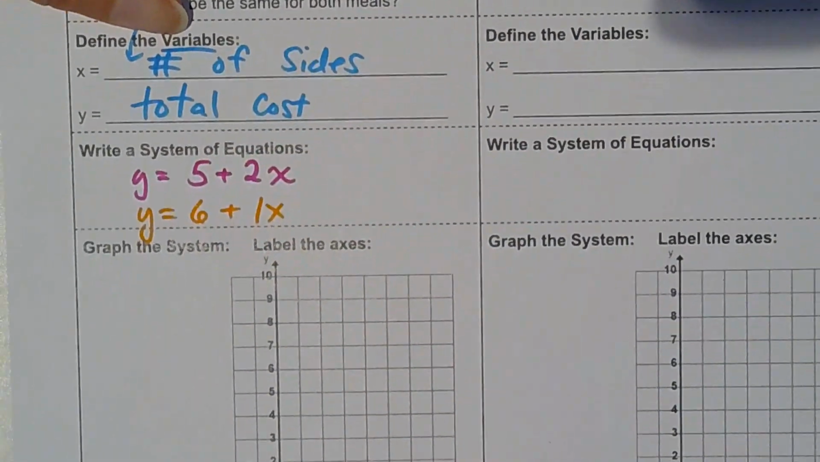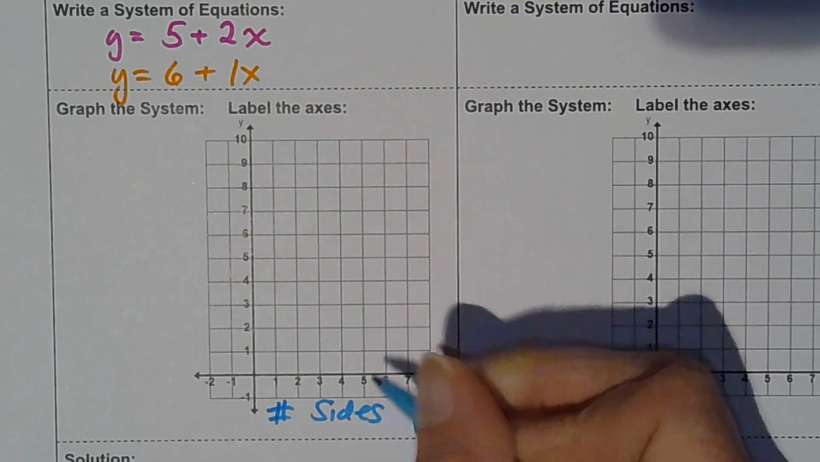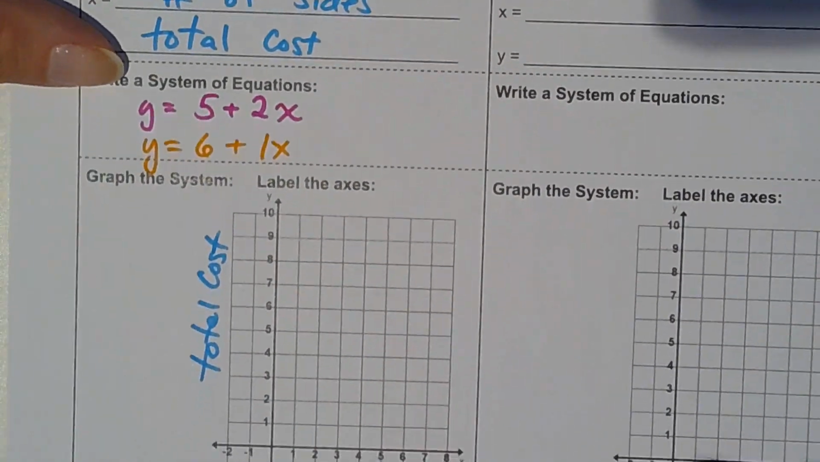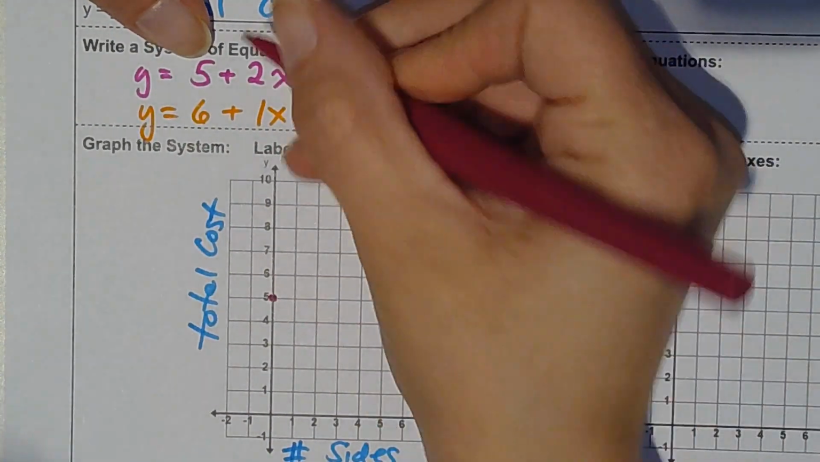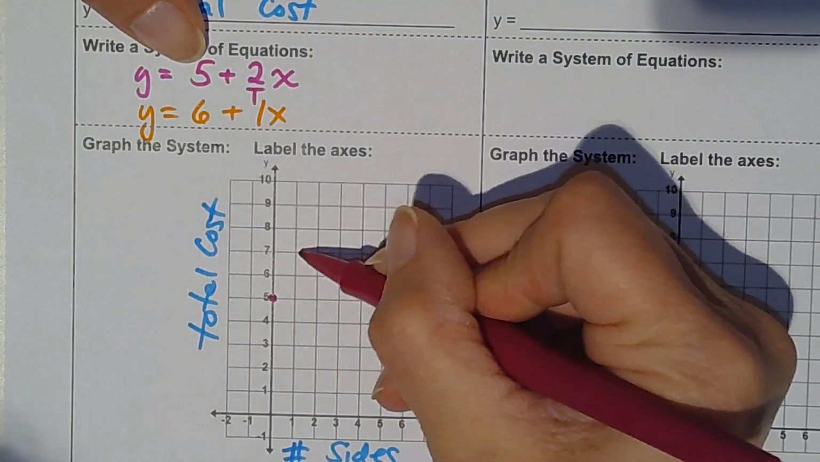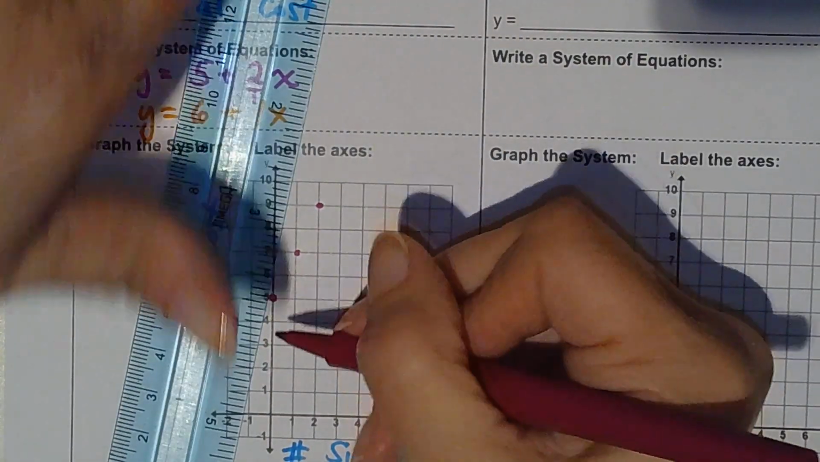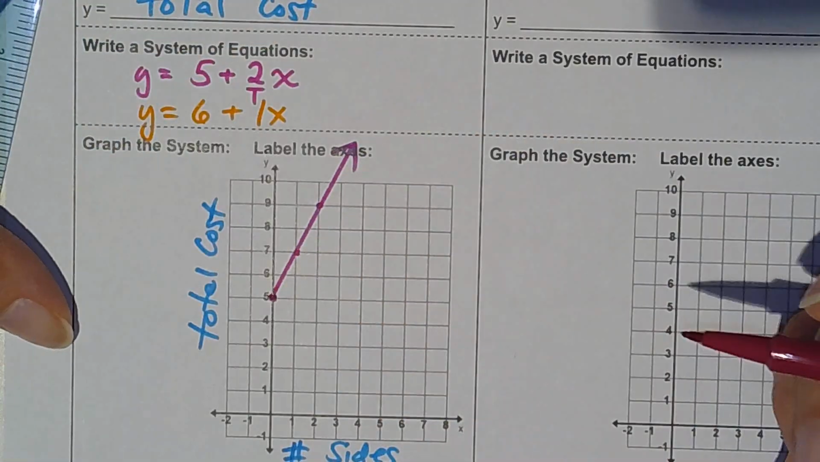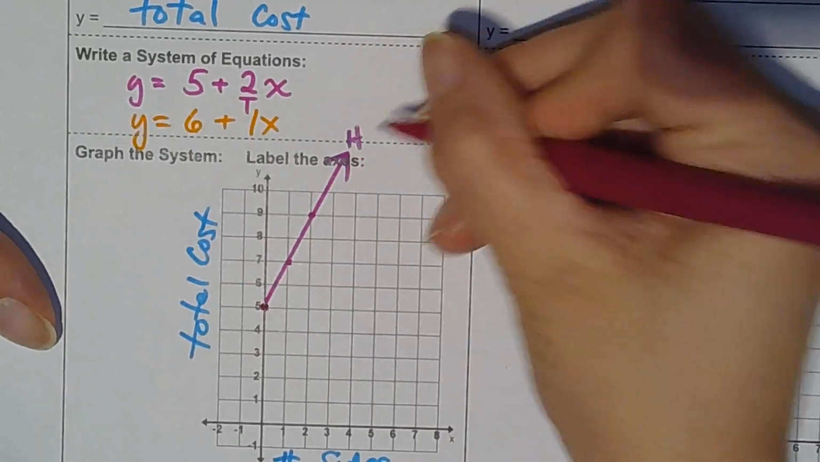X was number of sides, so on my graph I will put number of sides, and the y stands for total cost. And I will graph these two lines now. The first one starts at 5, that's the y-intercept at 5, and I will go up 2 over 1, up 2 over 1. I can't buy negative sides, so I'm only going to put the arrow on one side. And so this is the hamburger meal. I'll put H for hamburger.